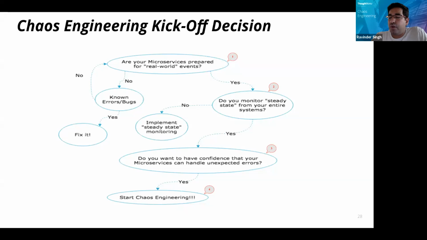So if you are confident about such kind of monitoring system, yes, let's go ahead. And finally, you have the confidence in your application that if something bad happened with any of your services, your system can recover from that. So at least you have something in place that can ensure your system can recover back. So if you have the answer yes to all of these questions, your applications are ready for starting your chaos engineering experiments. You can start your kickoff.